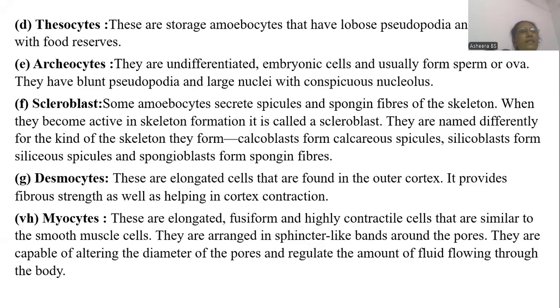Then archaeocytes are there. These archaeocytes are undifferentiated embryonic cells. They later form the sperm or the ova. And these archaeocytes have blunt pseudopodia with a large nucleus.